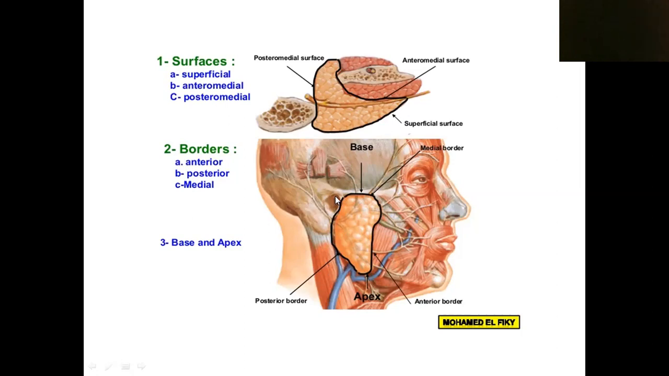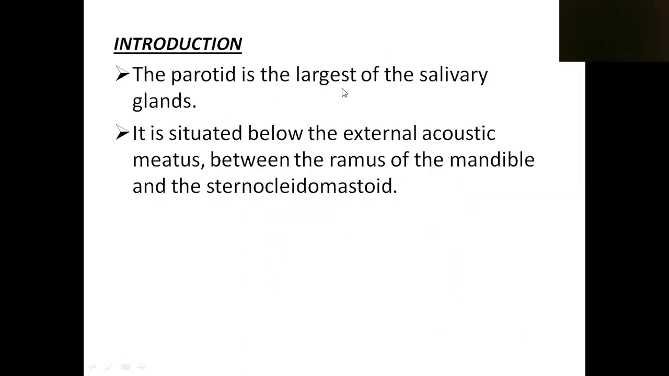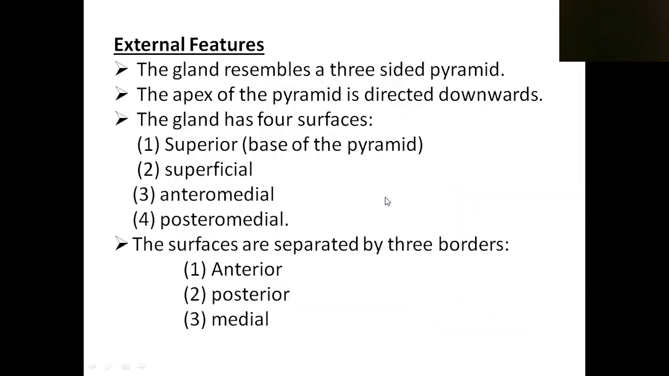Okay, so almost below that. So this is the location of the parotid gland. Roughly we can say it is located in the retromandibular fossa. So it is the largest salivary gland, located in the retromandibular fossa, exactly below the external acoustic meatus, between the ramus of the mandible and the sternocleidomastoid muscle. Now it is almost an inverted three-sided pyramid shaped structure.